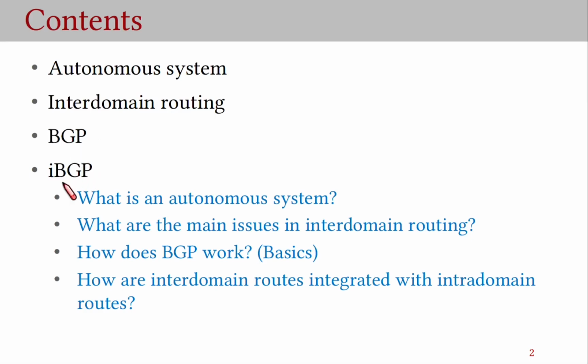And then we will also discuss a related protocol that is used by routers inside an autonomous system called iBGP, or interior BGP. By the end of this video, you would know what is an autonomous system. You would know what are the main issues in interdomain routing. And you will know how does BGP work.